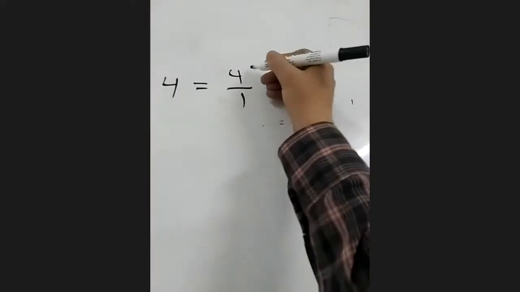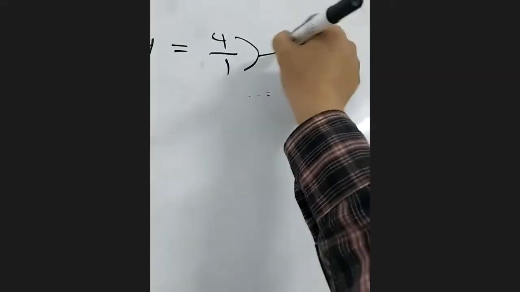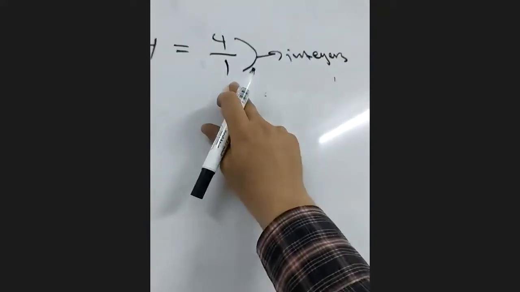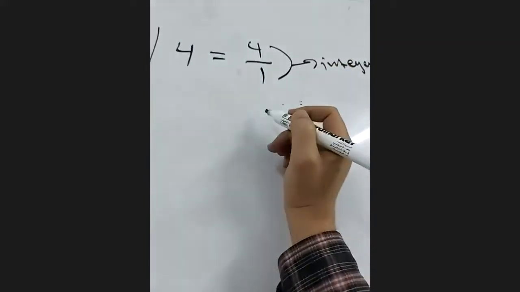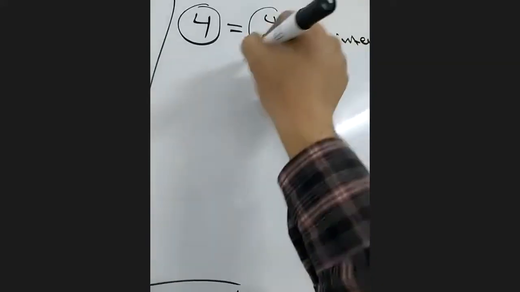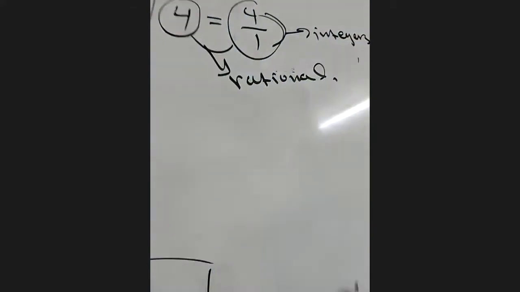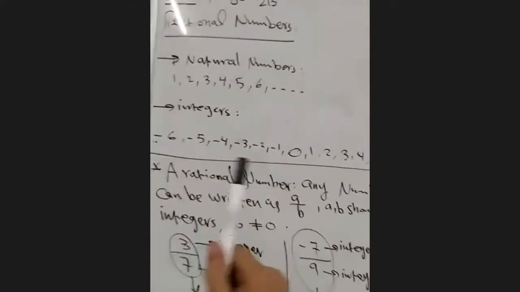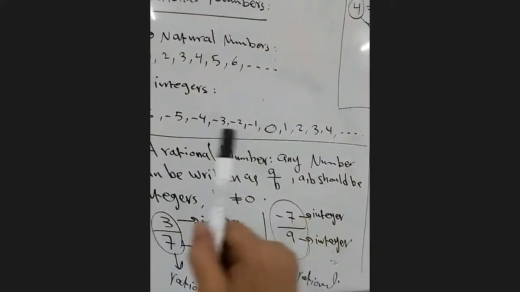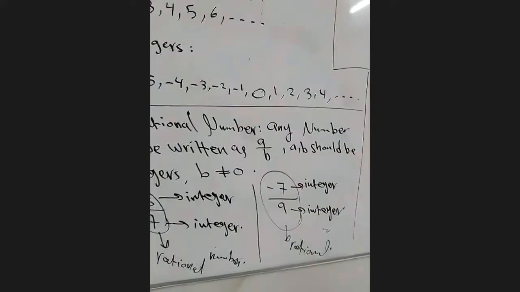Now here we have A over B. 4 and 1 both are what? Integers. And the 1 is not 0. So 4 over 1 is rational. Means 4 also is rational. So any integer is a rational number, because we can write any integer over 1, like the form A over B.